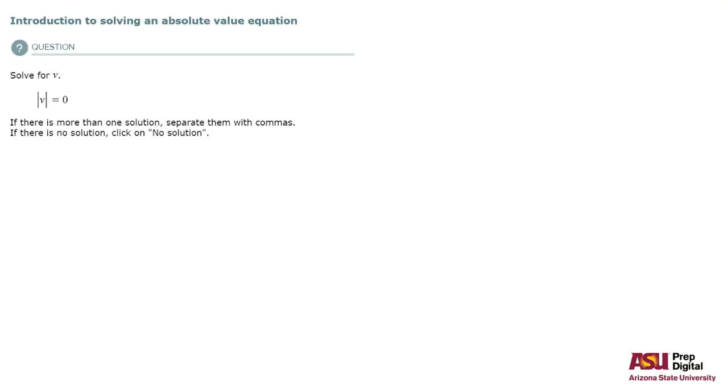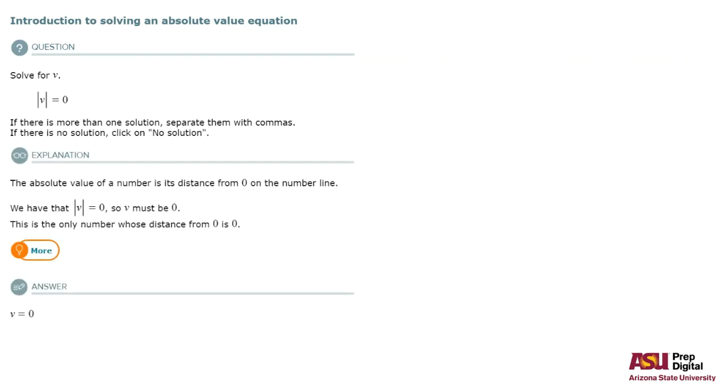And so here's a real basic one where we are solving for v. So there's a couple options. If there's more than one solution, separate them with commas. If there's no solution, click on no solution.